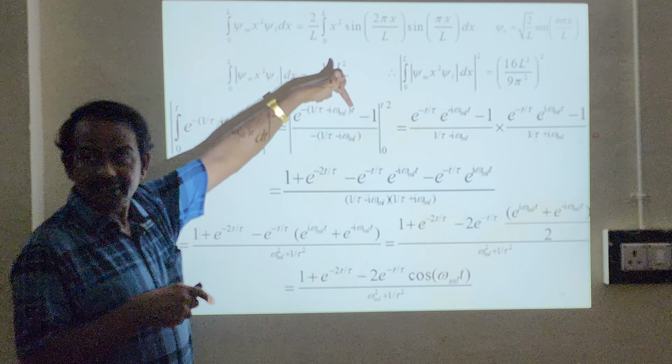So we are going to have e power minus t by tau. So this will become one is minus, another one is plus. Okay, is it okay? Divided by your numerator will be 1 by tau minus i omega ml multiplied by 1 by tau plus i omega ml. We will have to take the complex conjugate. Taking the complex conjugate will give you this factor.